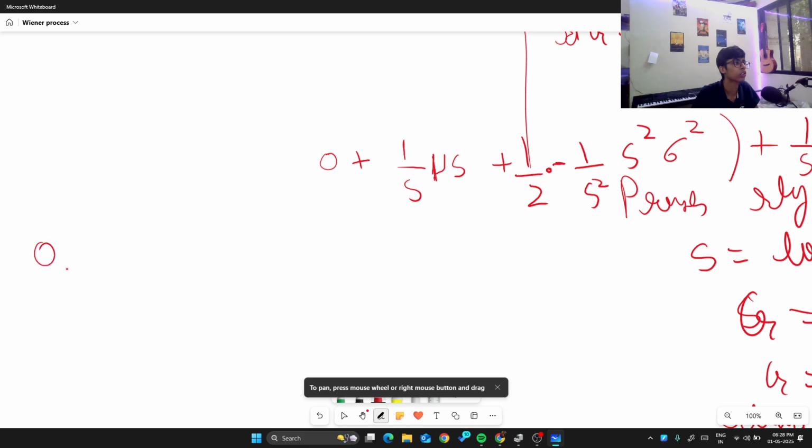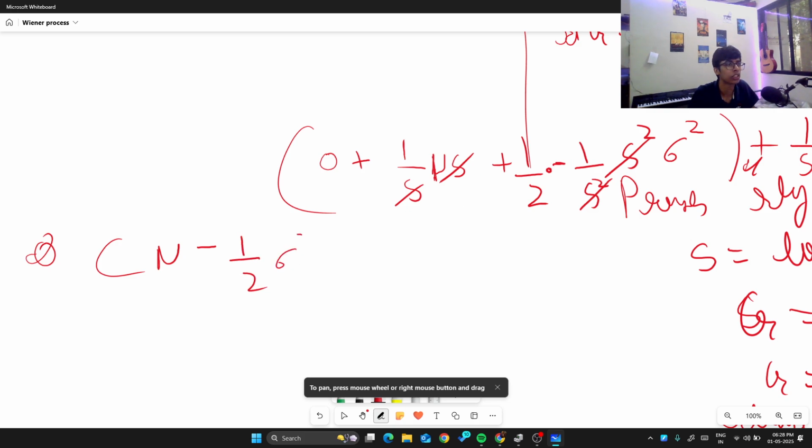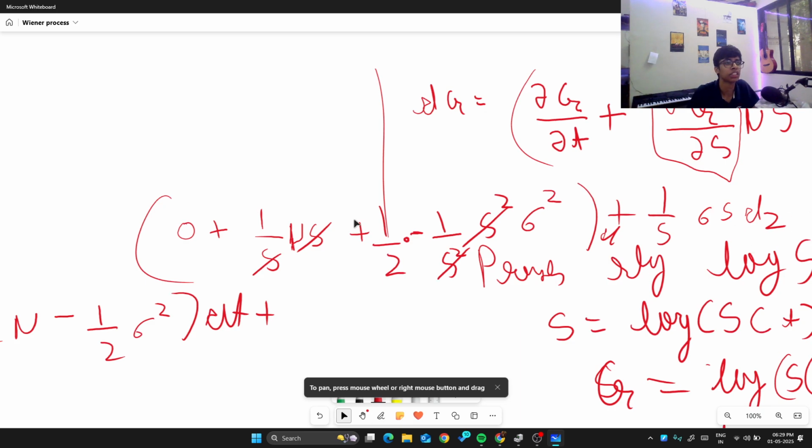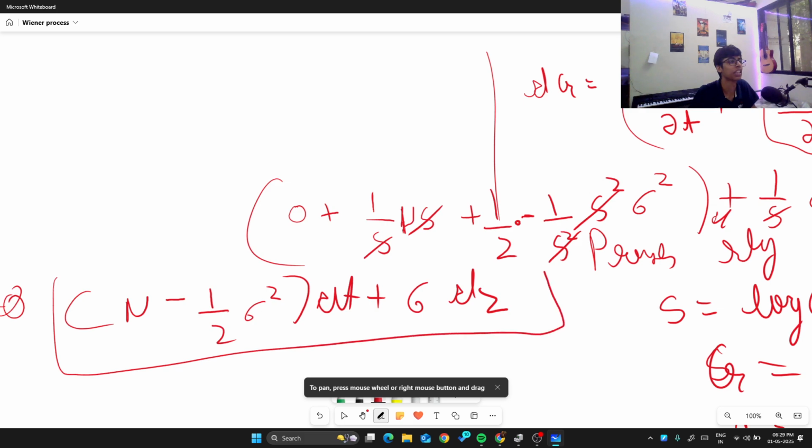So 0 for the time term, and this is dt, so S cuts with S, so that would be mu, plus this S squared cuts, but there is a negative sign, so this would be minus half sigma squared, and this would be dt, plus 1 upon S, this S would cut, sigma dz, right? Am I doing right? Am I right? Please, somebody hear me. Yeah, I am right. That's the stochastic differential equation.